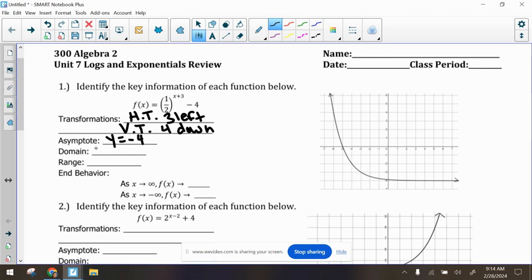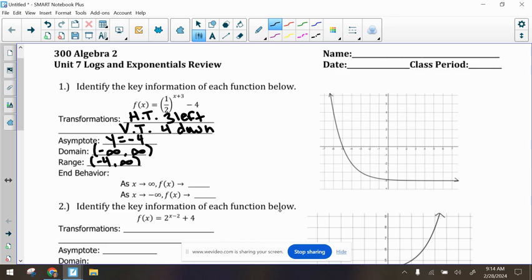My domain, all possible x values, is going to be -infinity to infinity. My range starts at -4 and goes to infinity. Notice that -4 gets a parenthesis because our function does not exist at -4, rather approaches it at the asymptote.